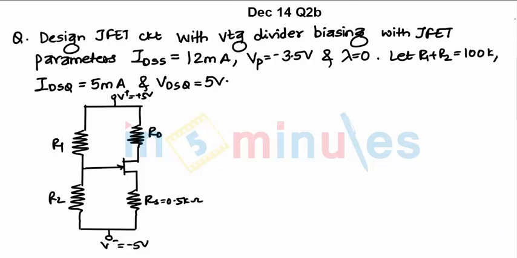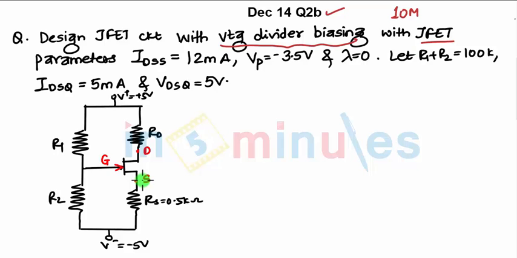Next is the design problem from the December 14 paper, again for 10 marks. The question tells us to design the JFET circuit having voltage divider biasing with JFET. Now again we can identify which type of JFET it is. Again it is an N channel JFET. This is your gate, this is your drain, this is your source.